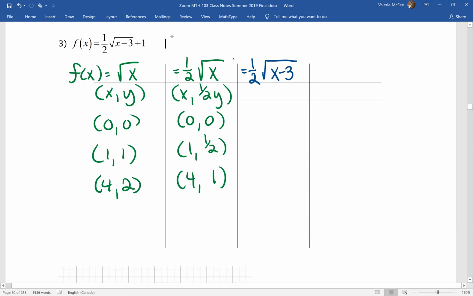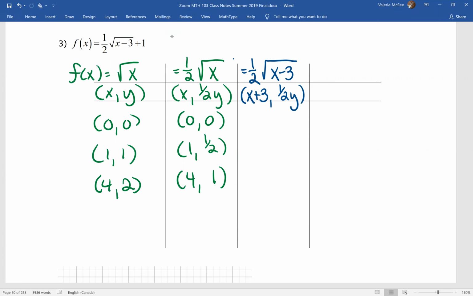Again, remember, this is going to be a horizontal shift. And when we're doing a horizontal shift, we're always doing the opposite to x. This is going to be x plus 3. We're keeping that 1/2 y. X plus 3, keeping the 1/2 y.